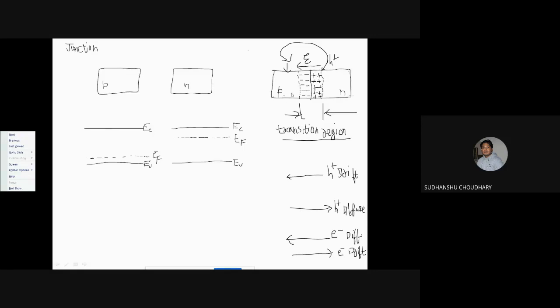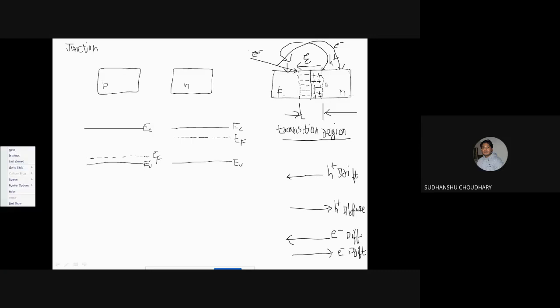Similarly, in a p-type semiconductor, electrons are minority carriers. Now let us say I have some electron which is a minority carrier in p-type that appears near this edge of the transition region. Again, because of this electric field, this electron will be swept away to the n side. So this electron will be found now in n-type.